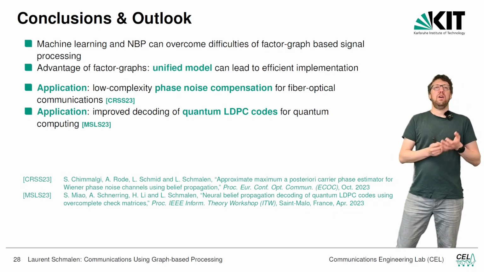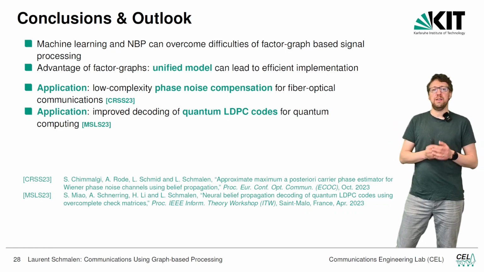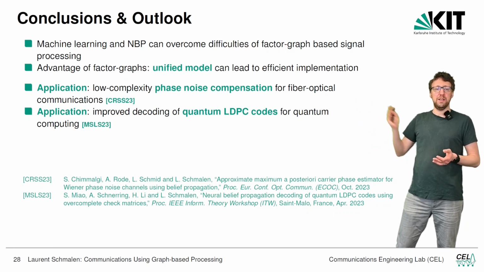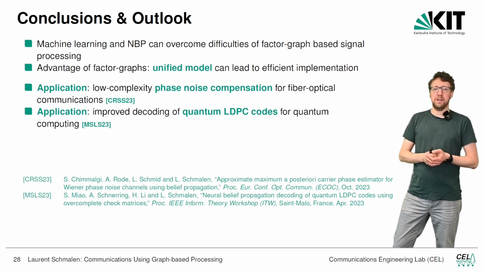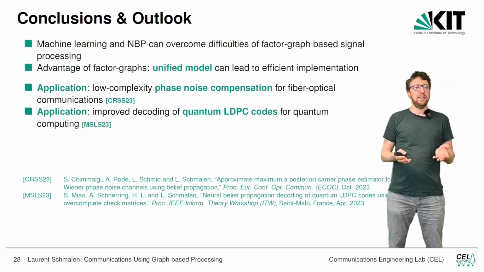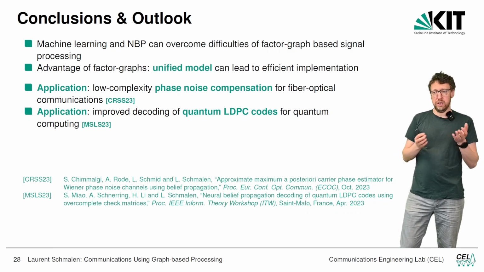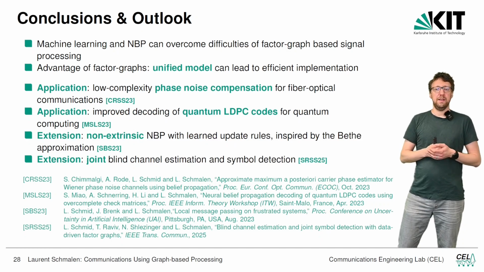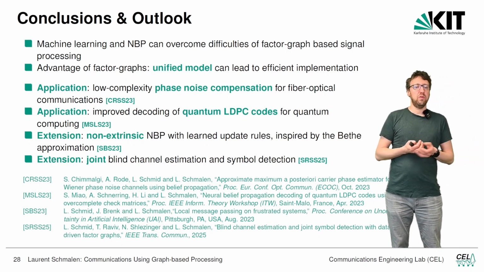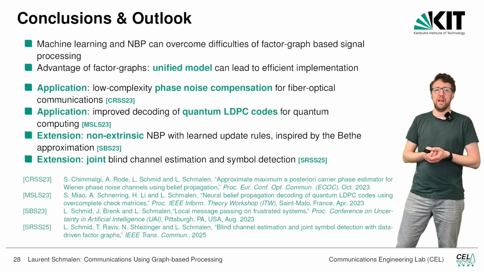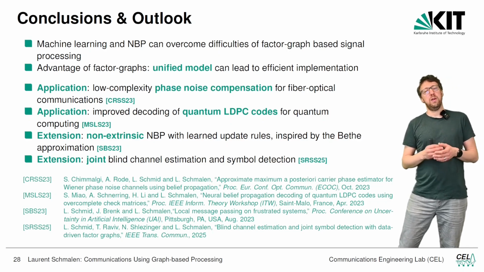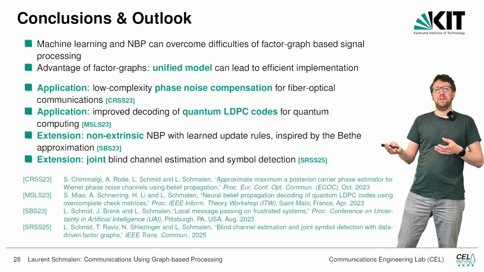I could only give you a glimpse of what is possible. The same technique can be applied to signal processing algorithms in fiber optic communications. One example is phase noise compensation. We have used this for decoding quantum LDPC codes that are necessary in quantum computing, where the traditional BP algorithm is also very inefficient. And we have extended this also to new update rules. We have introduced non-extrinsic neural belief propagation, and we have proposed joint blind channel estimation and symbol detection, where we learn the channel and we carry out symbol detection at the same time.